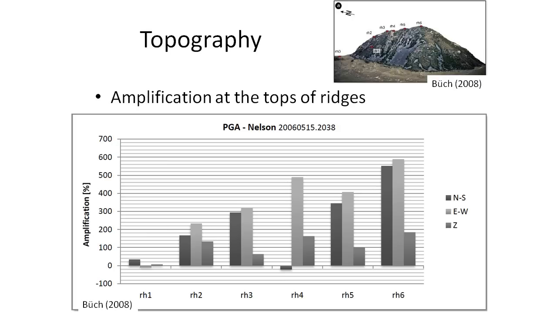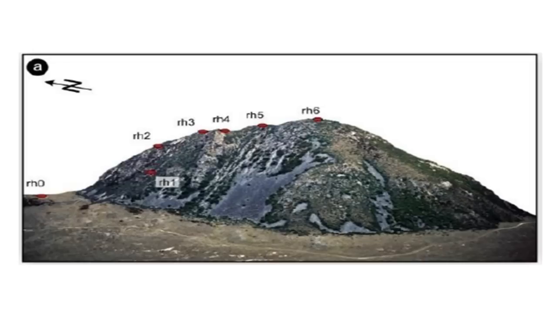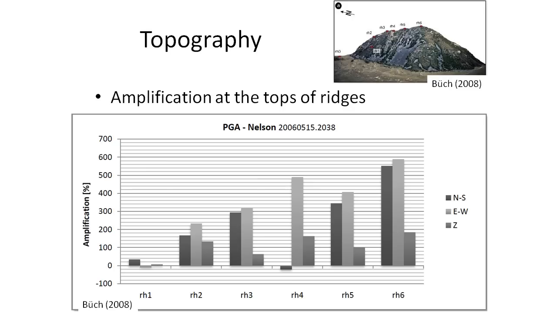The graph demonstrates the amount of amplification of the peak ground acceleration recorded at each of these stations. RH1 on the very left is a station located on the flank, so lower down towards the flatlands, and RH2 through 6 are all locations moving higher and higher up the ridge. As you go higher up the ridge, the amplification of those peak ground accelerations increases to almost 6 times what those accelerations would have been on the flatland. So just the fact that we have this topography will tend to amplify what are also already large intensities of shaking.